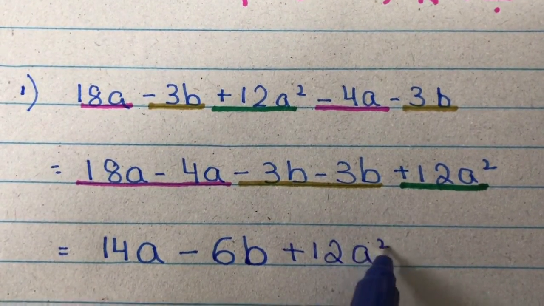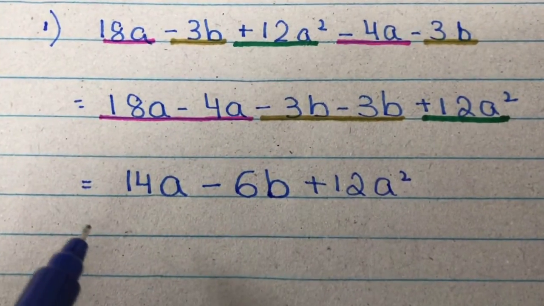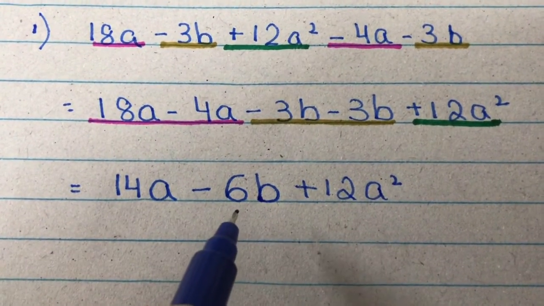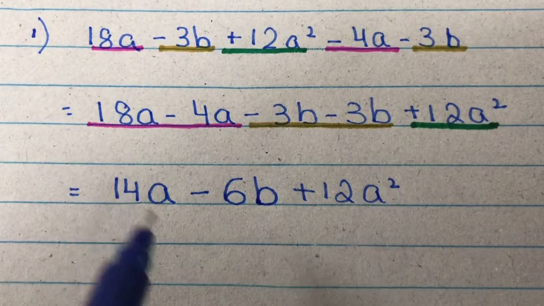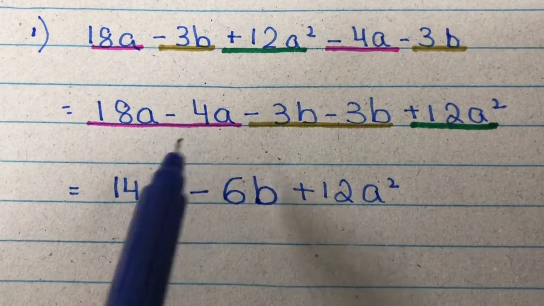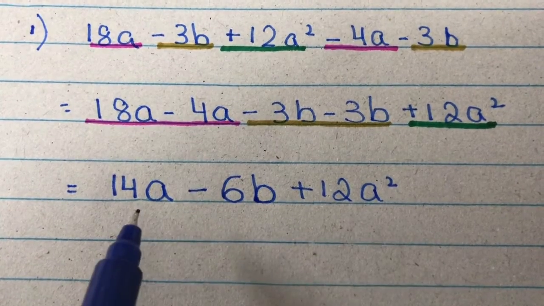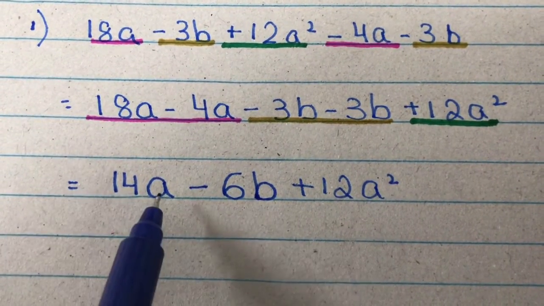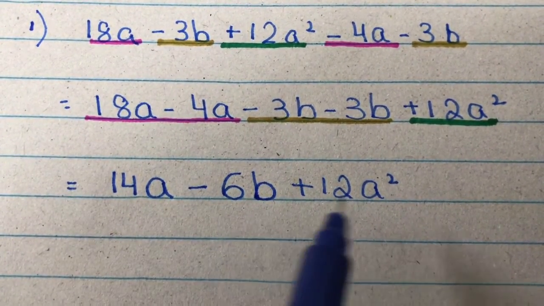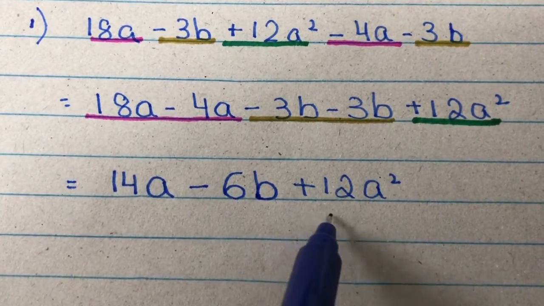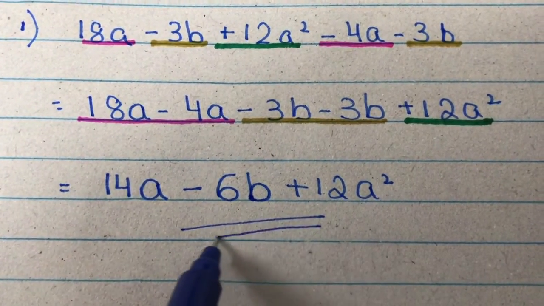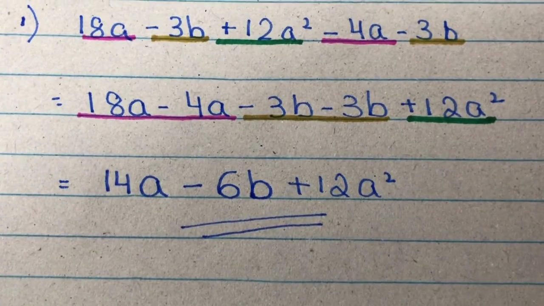Okay, now do I start solving? Again, 14 minus 6? No, I cannot, because like terms can add and subtract. Unlike terms cannot add or subtract. These are all unlike terms, a, b, a squared. So this is my final answer. Alright, this is my final answer.